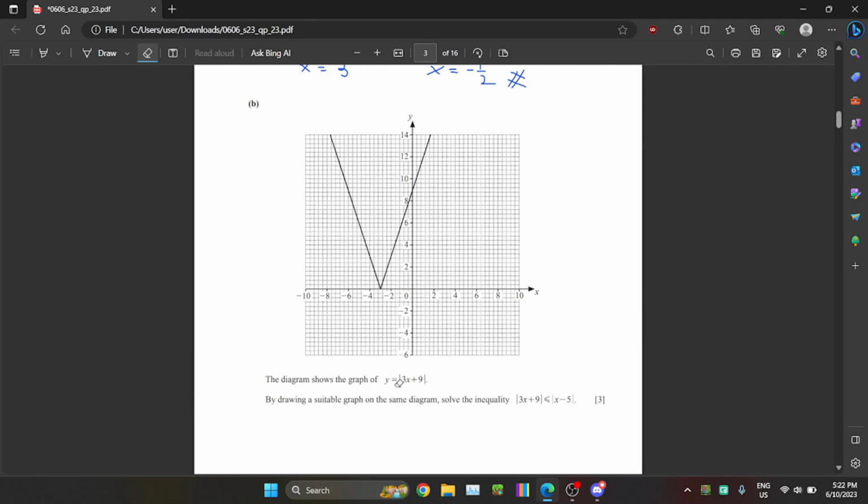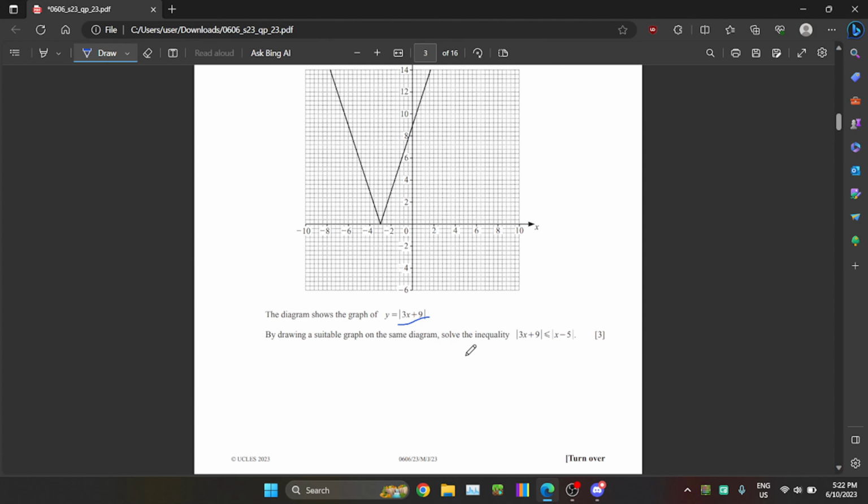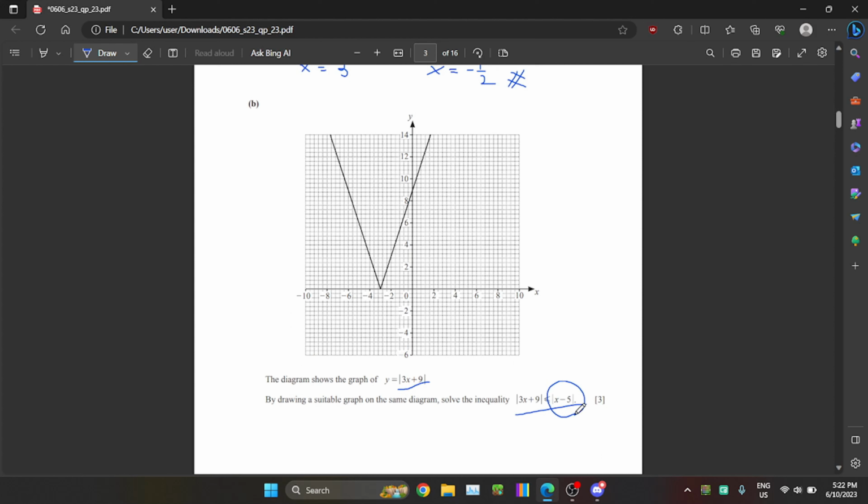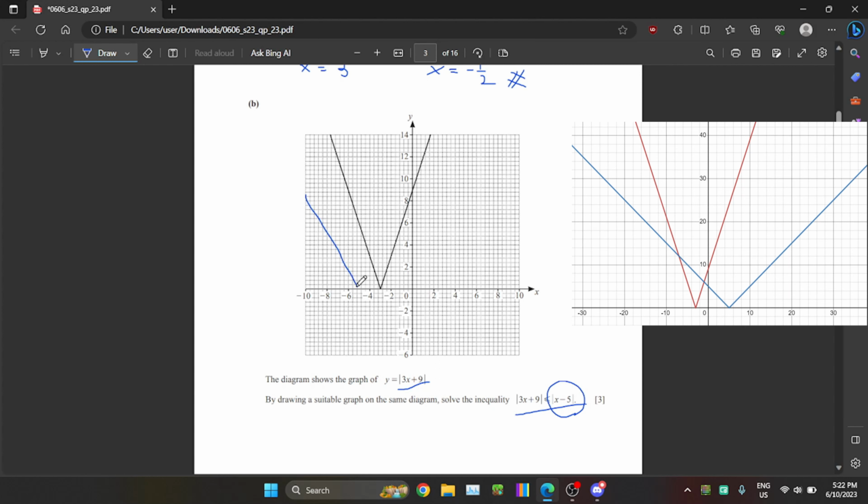Now this next question says the diagram shows this graph. So this is this V over here. And now they want you to draw another graph on it to solve this. They actually want you to draw this thing out, which, if you do normal maths, I'm sure you know how to do. So I'm not actually going to do this because it's so boring. It's probably going to look like this.